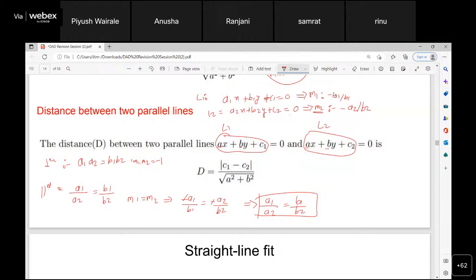Sir, if you could share this PDF in the chat, it would be very helpful. Yes, after the session, we'll share it.